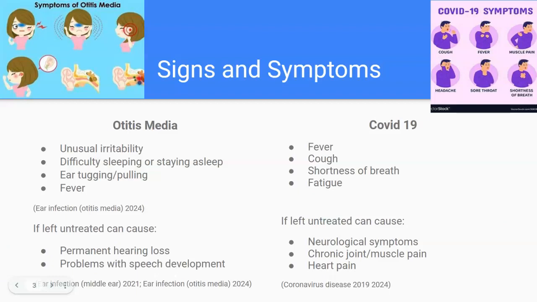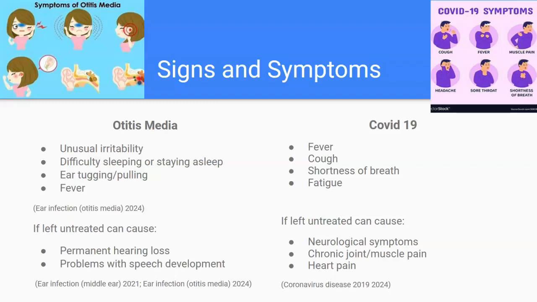Some signs and symptoms of otitis media are unusual irritability, difficulty sleeping or staying asleep, ear tugging or pulling, fever. Some other signs include loss of balance, hearing difficulties, and ear pain. If this is left untreated, it can cause permanent hearing loss, problems with speech development, or it can also cause tearing of the eardrum, which in some cases could turn into surgical repair.